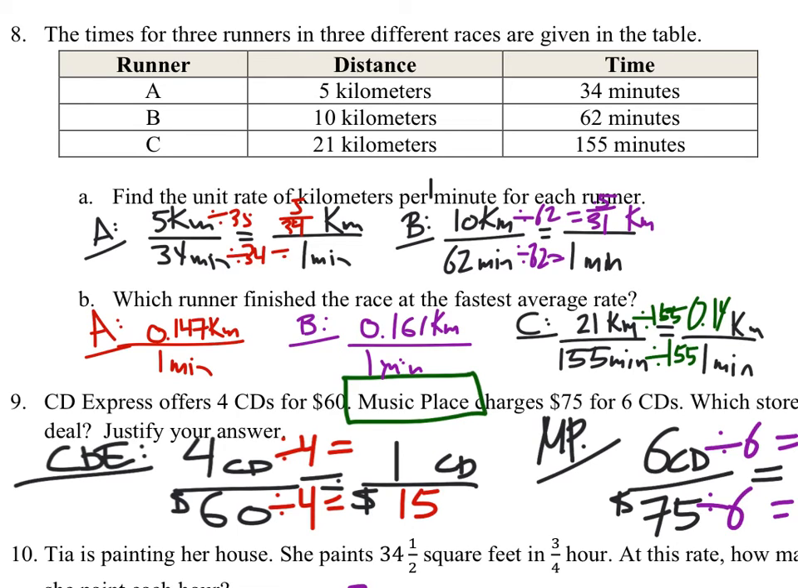But we can see that the fastest person is, which runner will finish at the fastest average rate? It's going to be runner B, because they have more kilometers every 1 minute.